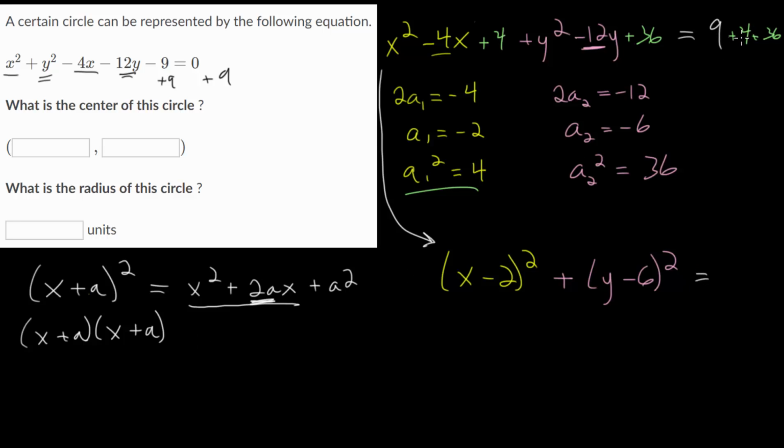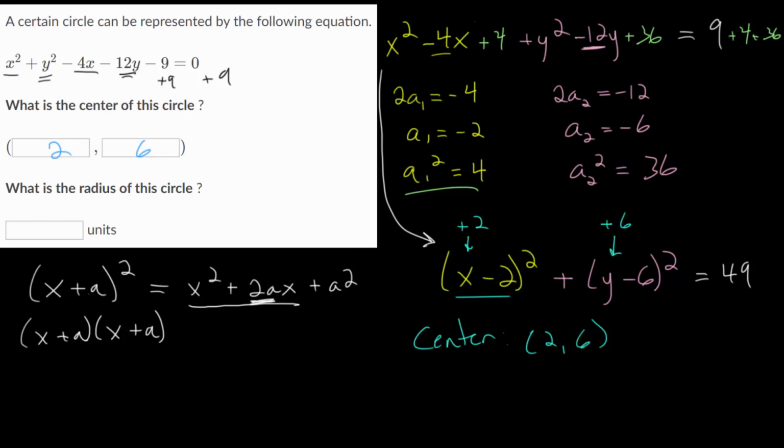And we just have to simplify the constants here. So 9 plus 4, that's 13. We add 13 to 36, and we get 49. And from this, we can figure out the center and the radius very quickly. Because remember, the x value of the center is the value of x that makes this expression 0. So that would be positive 2. And for y, it's the value of y that makes this expression 0. So that would be positive 6. So the center of this circle is at 2, 6.